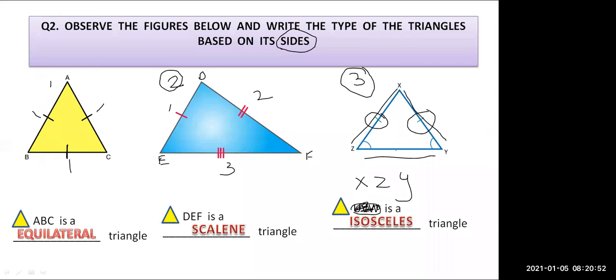Now we know how to classify triangles on the basis of the sides. In the first question, we classified the triangles on the basis of the angles. Now we have named them on the basis of the sides. Now let's see what we are going to see next.